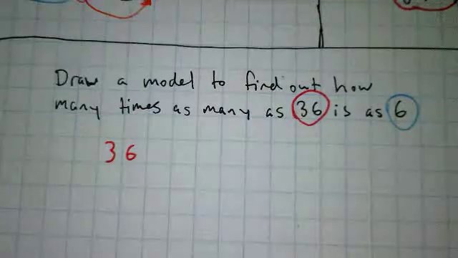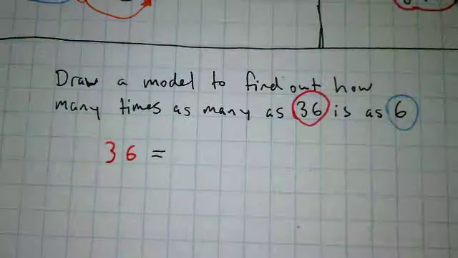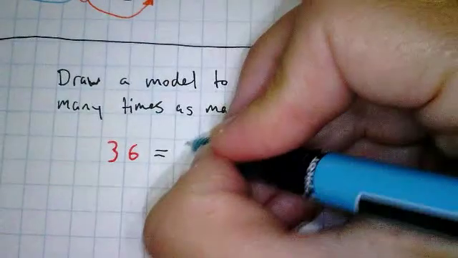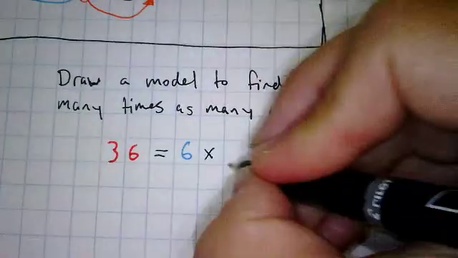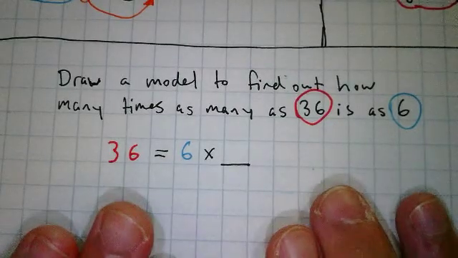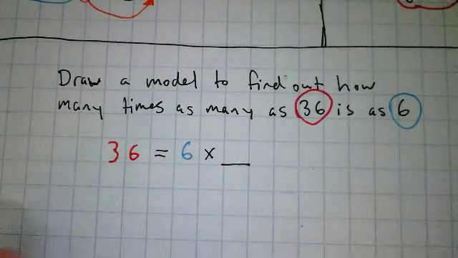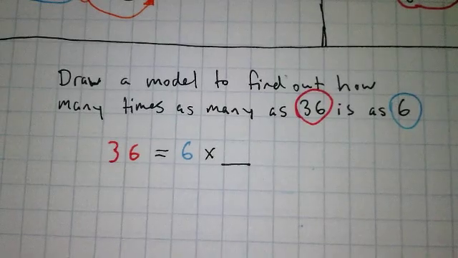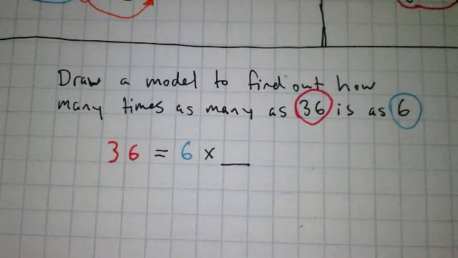36 equals 6 times blank. Now, I know some of you might already know the answer just off the top of your heads, but if it tells you to draw a model, then I need you to draw the model. But if you already know the answer, the model should be really easy to draw, right? If you don't know the answer, though, the model's going to help you find the answer super easily.